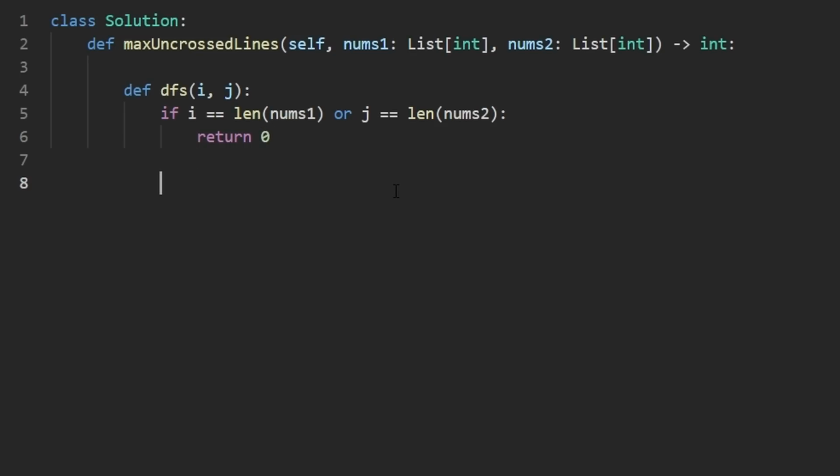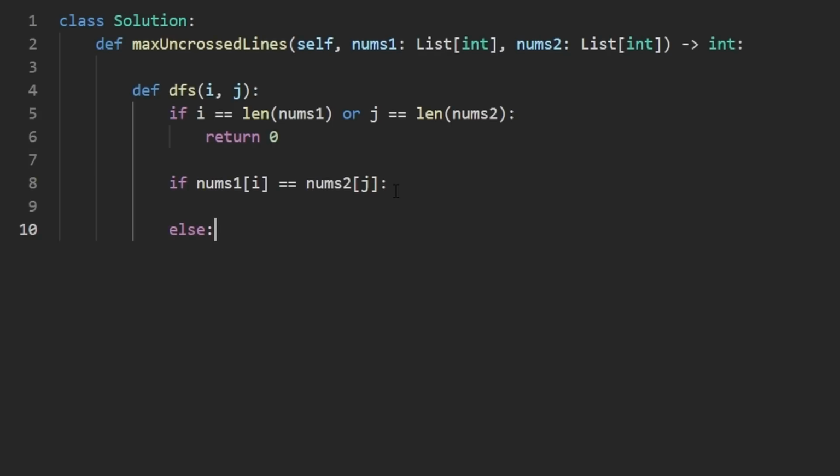The first question we probably want to ask is, does the character at position i in nums1 match the character at position j in nums2? That's going to be one case, and the other case is going to be if they do not. So if the characters do match each other, what is going to be the number of matching characters? Because that's ultimately what we're trying to determine. Well, it's going to be 1 because we just found a matching pair, plus the result of the subproblem, which is going to be DFS on i plus 1 and j plus 1, just like I talked about.